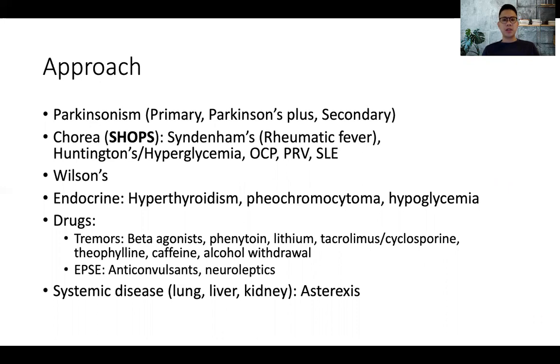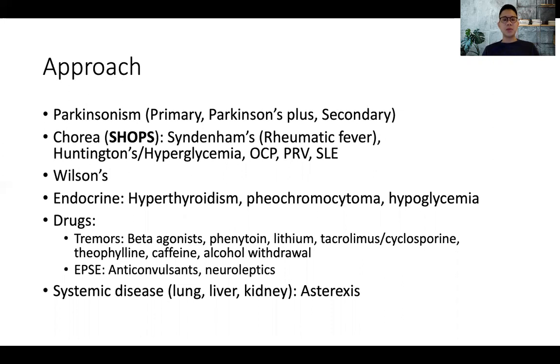For chorea, I came up with this mnemonic called SHOPS. S for Sydenham's chorea and rheumatic fever, H for Huntington's or hyperglycemia, O for OCP, P for polycythemia vera, and S for systemic lupus erythematosus. Now, I would say that Sydenham's and Huntington's would probably be the commoner two, and it would be worthwhile reading around these topics. The next condition would be Wilson's disease that can manifest in almost any neurological form, from hyperkinesis, tremors, cognitive impairment, and so on.